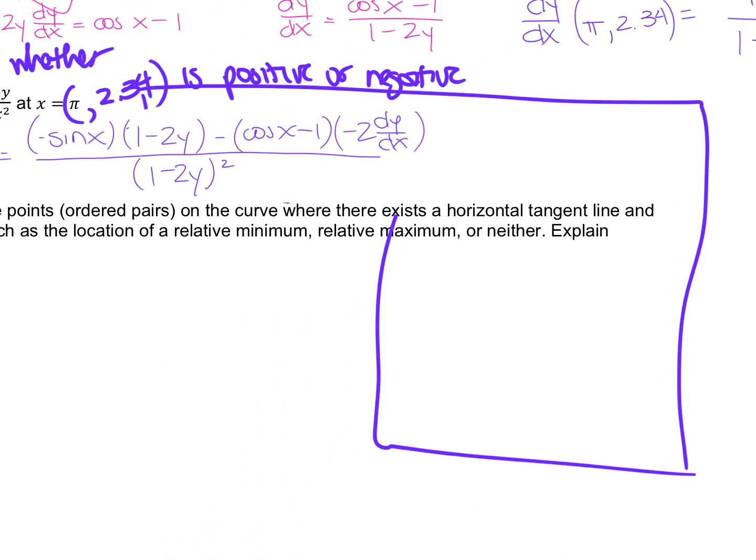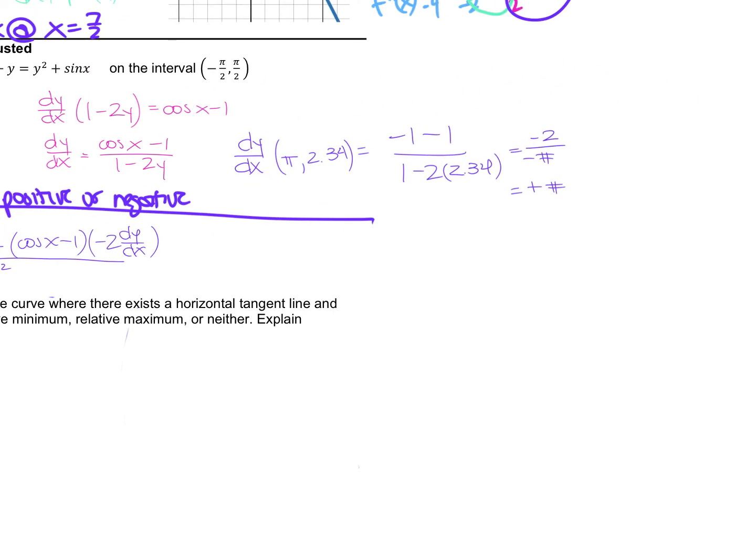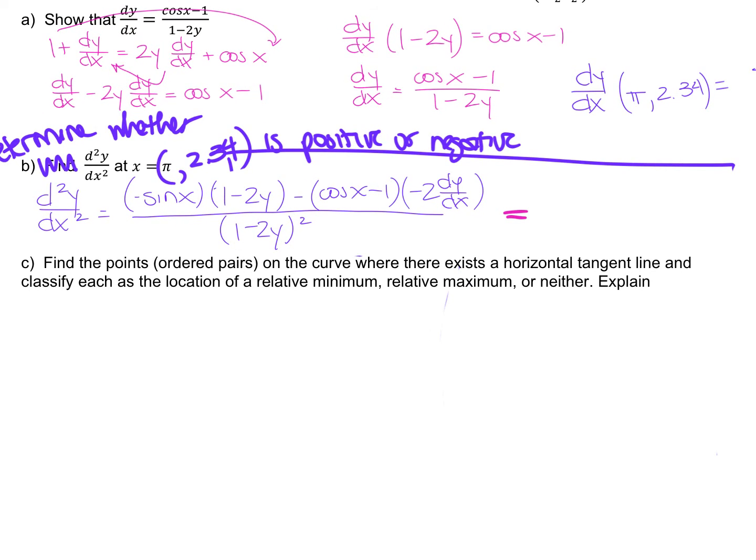Okay? Let's go a piece at a time. Maybe we don't need as much room as I thought we did, but we saved some. All right, so our dy/dx at that point is a positive number. We want to know if our second derivative at that point is positive or negative. So let's go find out. Plugging in from left to right, I know that negative sine at pi. What is sine at pi?